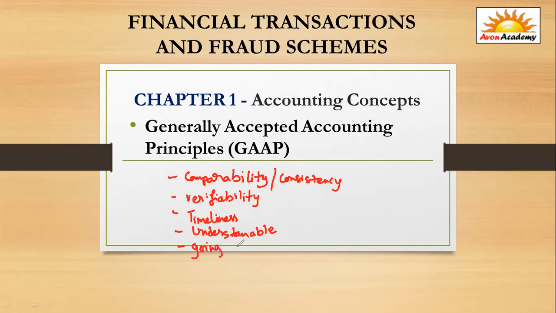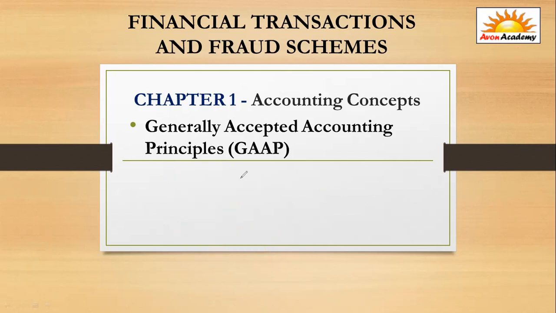And last, GAAP assumes that the entity is a going concern, which we already covered a while ago, that the company is going to stay for a long time, right? So the company is here for a long time. So these are the basic qualitative characteristics the company should have, which is following the GAAP principles. Let's see the next one.